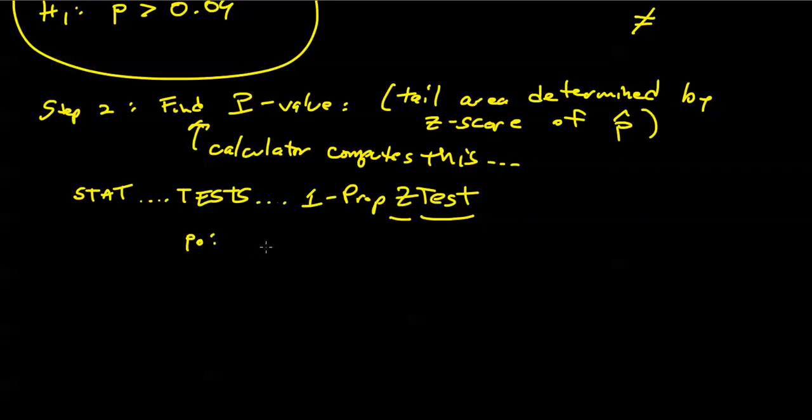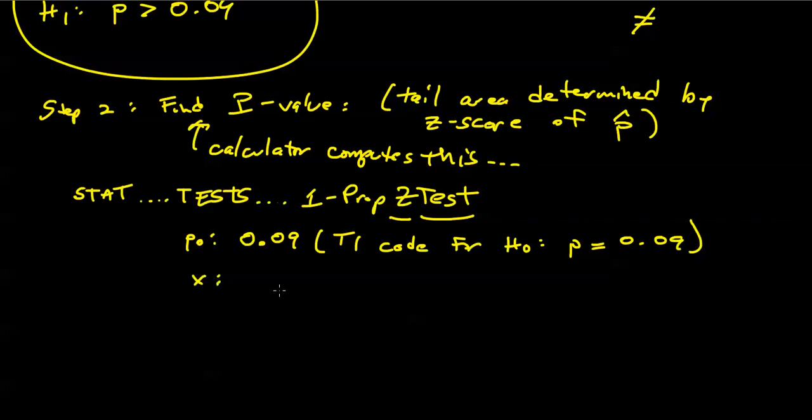Familiarize yourself with the screen here. The first thing the calculator prompts us for is P0. That's the TI code for the null hypothesis. They're really asking us, what does H0 claim about this proportion? Well, it claims that little p is 0.09. So that's our TI code for H sub 0, little p equals 0.09.